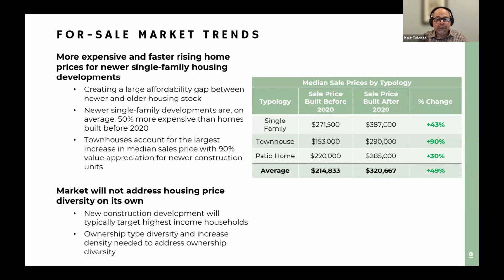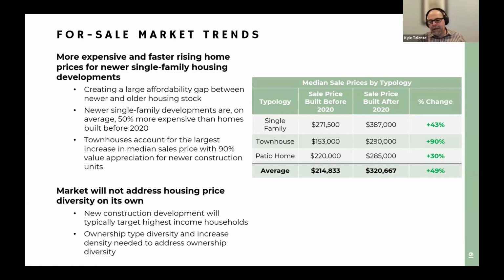There's no blame per se, other than the fact that because Roanoke is such a desirable place to live and we're not delivering enough units to mitigate that demand, we see increases in prices even for existing housing. That's the challenge that we run into. And I will say, as you see on the last bullet on the screen, the market can't address it on its own.